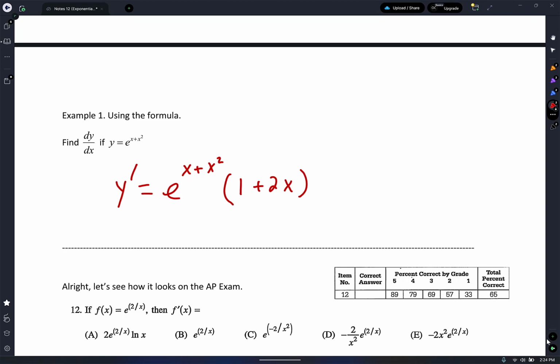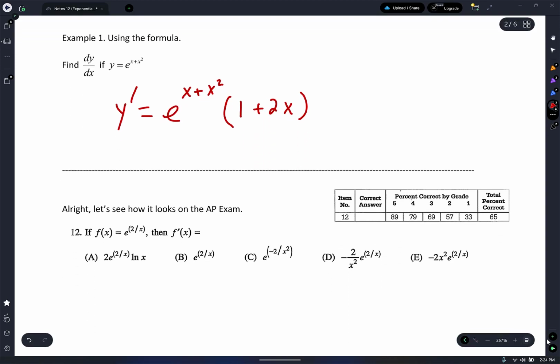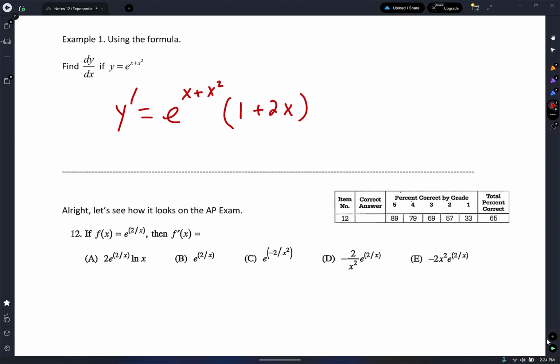Nothing crazy, right? All right, this question 12 is actually from your packet that you have, but I put it in here. So 65% of the total population got it right. And you can see most of the kids that are qualifying on this exam that are getting 3, 4, and 5, the majority of them are getting it right. 70% of the 3s, or 69%, 79% of the 4s and 89% of the 5s got it right.